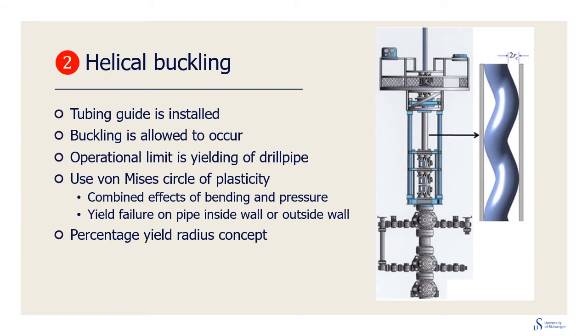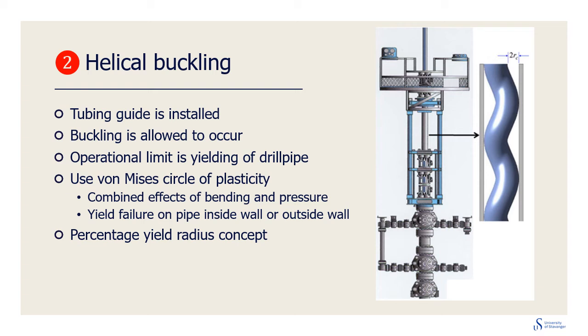We consider helical buckling inside the tubing guide. The tubing guide is a fairly standard part of a snubbing rig, and it is designed to limit the amount of lateral deflection of the pipe after reaching the critical buckling limit. The pipe is allowed to buckle inside the tubing guide, and we assume that it becomes corkscrewed in the design equations. Helical buckling is not a problem as long as the total stresses remain below the yield limit of the drill pipe.